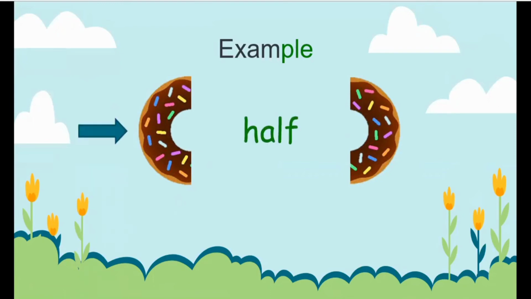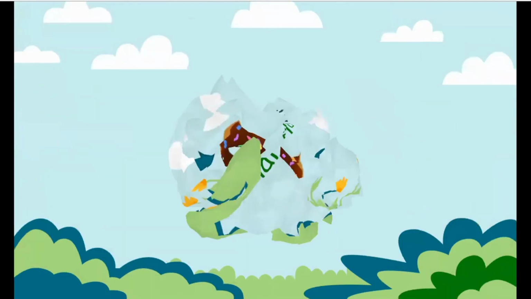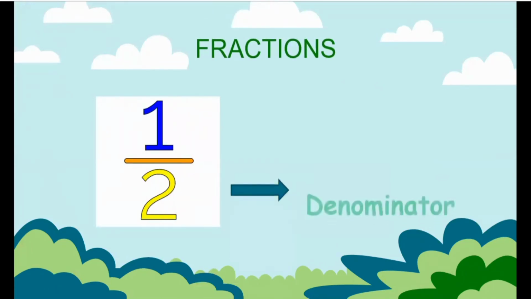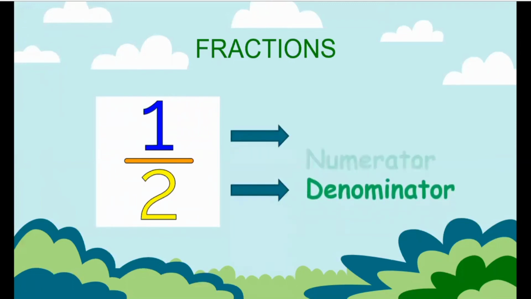On this side, I have one piece of the donut, which is why the numerator is 1, but altogether there are two pieces, and that's why the denominator is 2. That's the same for this piece as well. Over here we have one piece of the donut, but there are two pieces altogether. Each piece shows half of the donut. So, half is a fraction with 2 as the denominator and 1 as the numerator.